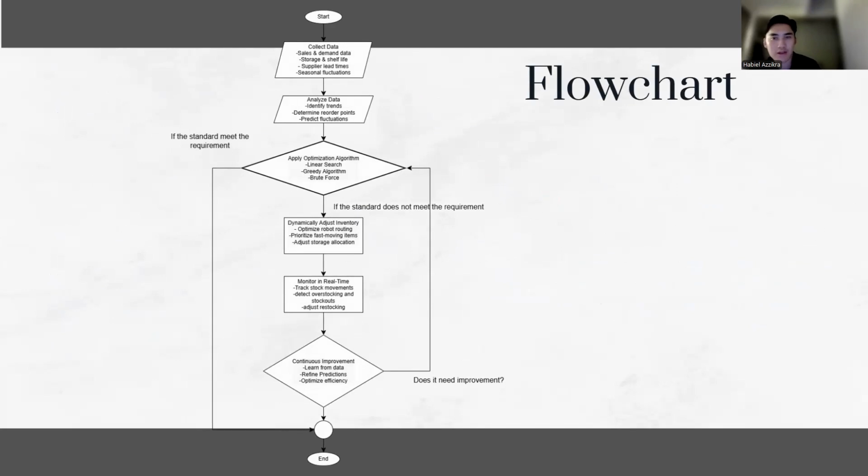Hello again, my name is Mechra Azzikra. I'm going to explain to you the flow chart. We start by collecting key data like sales trends, storage constraints, supplier lead times, and seasonal fluctuation. Then we analyze this data to identify trends, determine reorder points, and predict demand shifts. Next, we apply methods like linear search, greedy algorithms, or brute force to find the best inventory strategy. If inventory level doesn't meet the requirements, we adjust dynamically by optimizing storage and prioritizing fast-moving items. We also track stock movements in real time to detect issues like overstocking or stock shortage. Finally, we refine prediction and improve efficiency by learning from data, ensuring the system evolves over time.